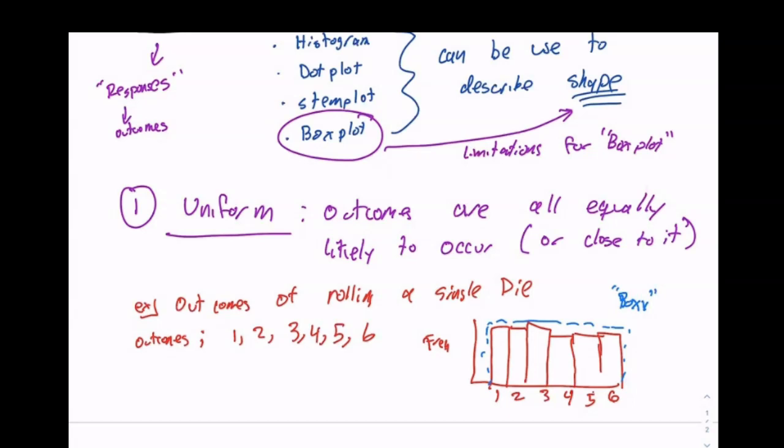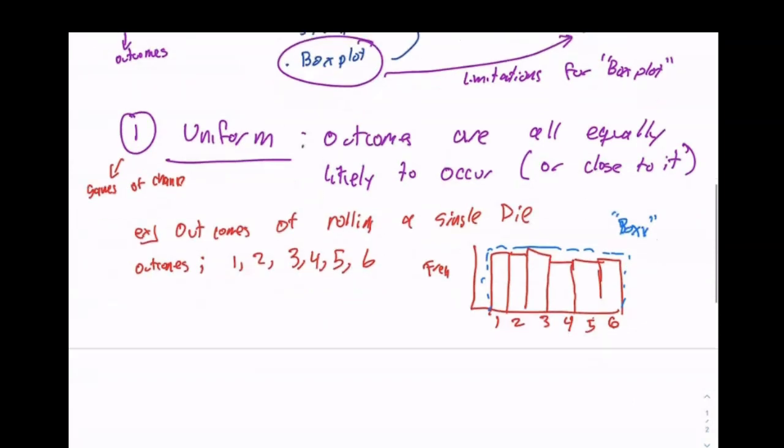Now, uniform distributions typically happen with probability outcomes. So games of chance is typically where you have uniform distributions. Okay.